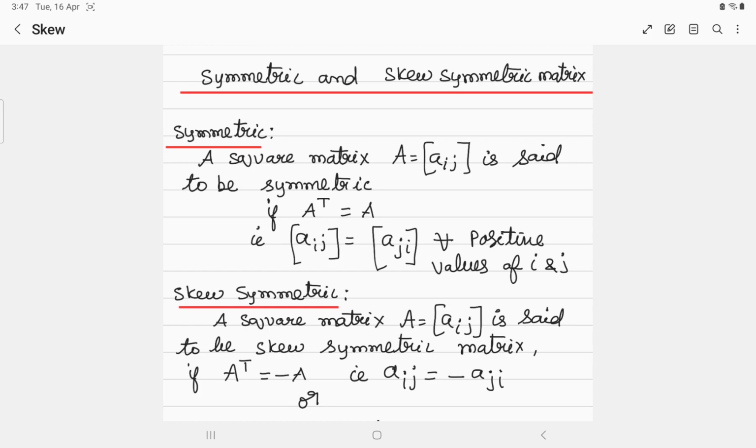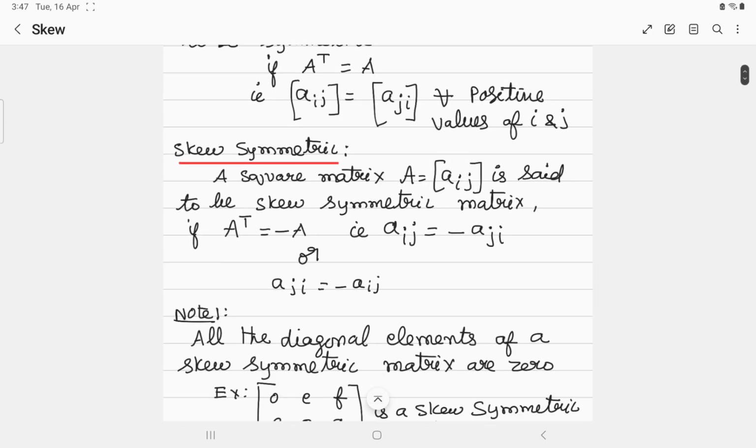Symmetric and skew symmetric matrix. Symmetric matrix. What is a symmetric matrix? A square matrix Aij is said to be symmetric if A transpose is equal to A. That is, Aij is equal to Aji for all positive values of i and j. சரி, A transpose என்ன? A transpose means rows and columns are changed. In a square matrix, if rows and columns are changed, then it is known as a transpose matrix.